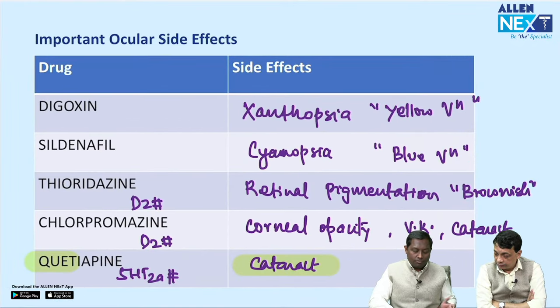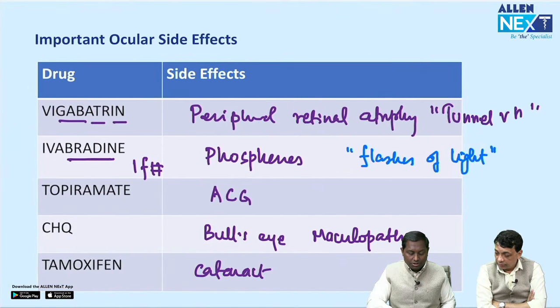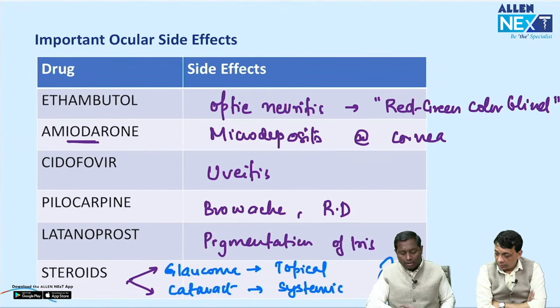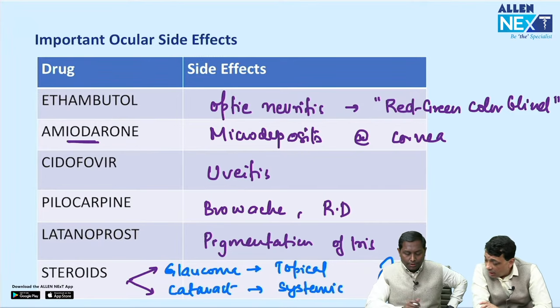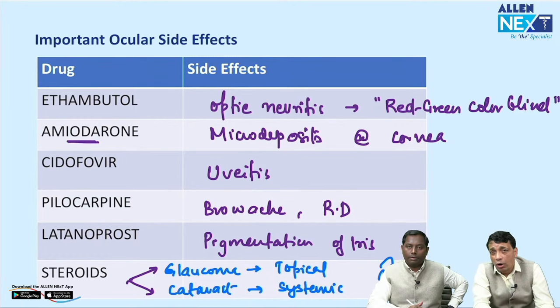You can say it's a pharma or ophthal question, that hardly matters, but when you sit in the examination you're going to get the question, we can always have one question. I think, my friends, it's a very important table, and you should take this down as a screenshot or something. Yes, because it summarizes the most important side effects of systemic drugs causing ocular problems.